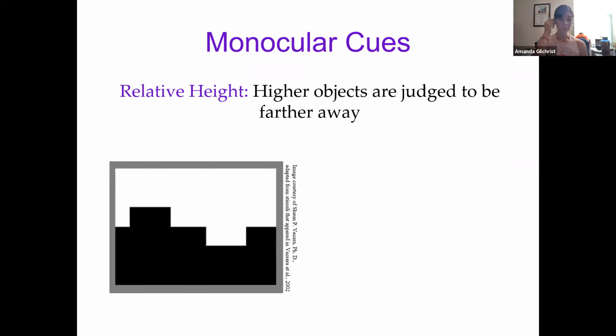Another monocular cue that we can use is what is called relative height. So you'll probably experience this phenomenon if you are driving, and you'll see objects that seem to be very, very high up on the horizon. That is a case of relative height, where objects that are higher in our view are often judged to be farther away. So we're going to assume, for example, looking at this image, that this object right here is farther away than this one.